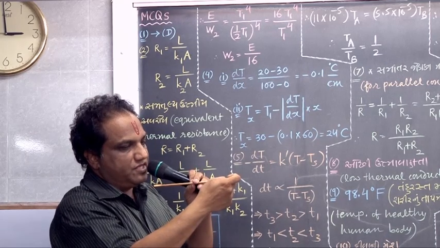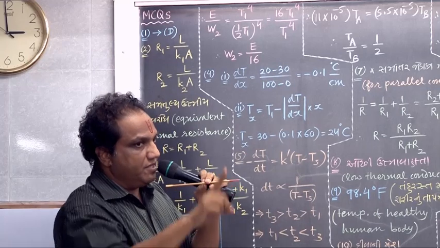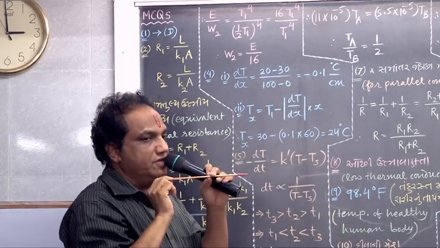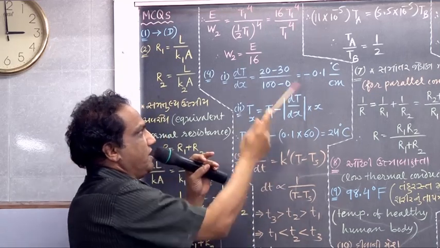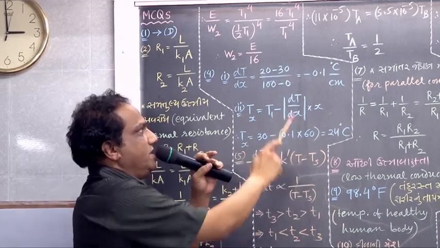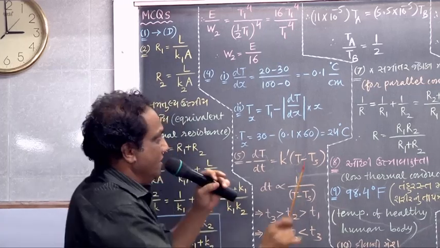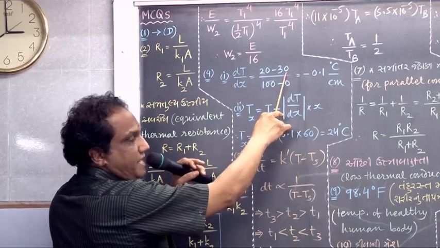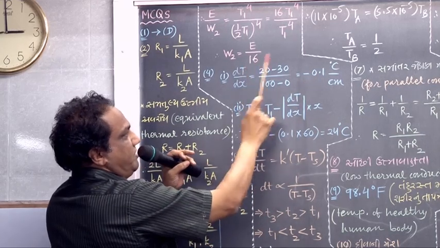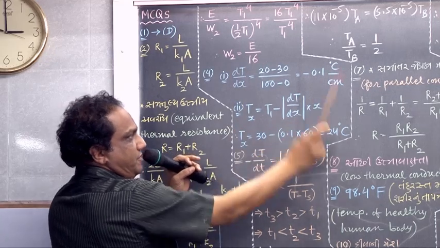Final x coordinate for this end is 1 meter, because the length of the rod given is 1 meter, that is 100 centimeter. 100 minus the initial x coordinate, which for this end is 0. If somebody takes 30 minus 20 instead, then he has to write 0 minus 100. Now, 20 minus 30 is minus 10 upon 100, that is minus 0.1. The unit of temperature is degree centigrade and the unit of distance is centimeter.